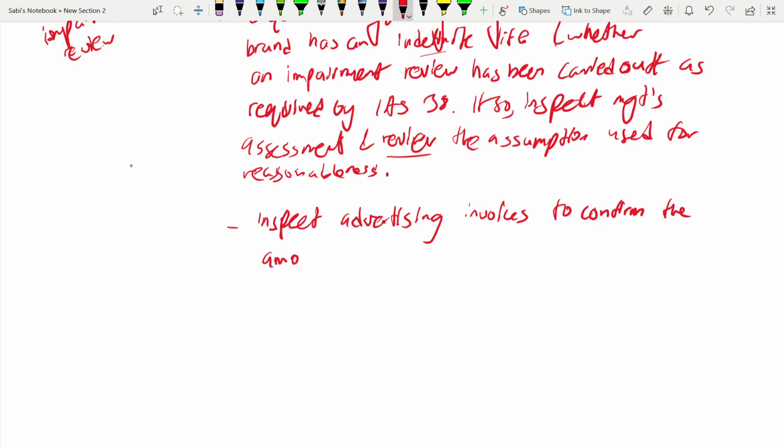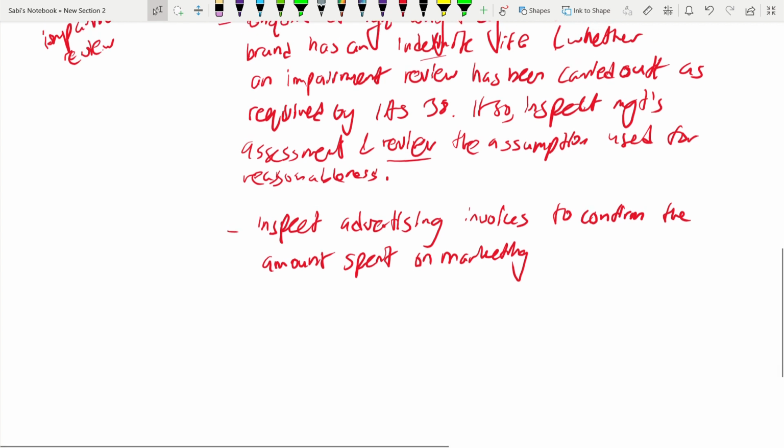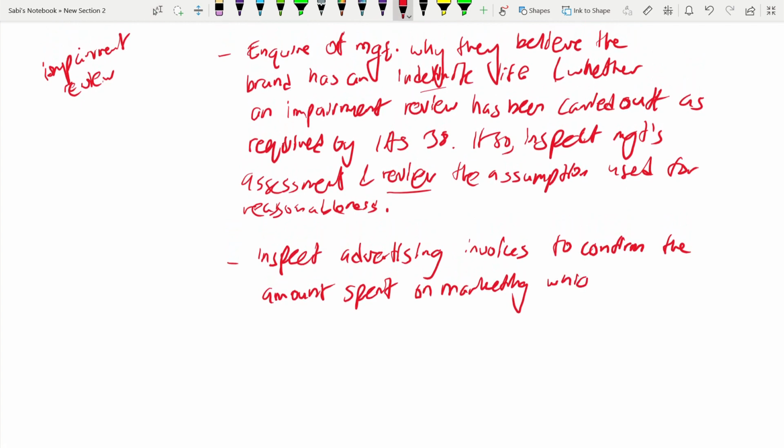The amount spent on marketing during the accounting year. Okay, which may extend the life of the brand. You have to link this with the brand, which may extend the life of the brand.